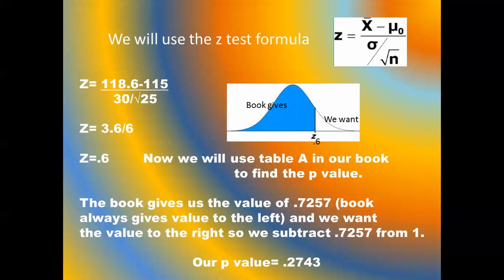Then you make a bell-shaped curve, and the book gives you the area to the left, which is 0.7257, but you want the area to the right because you want greater than. So you take 1 minus 0.7257, because the area under the bell-shaped curve is equal to 1. And so your answer for your p-value is 0.2743.